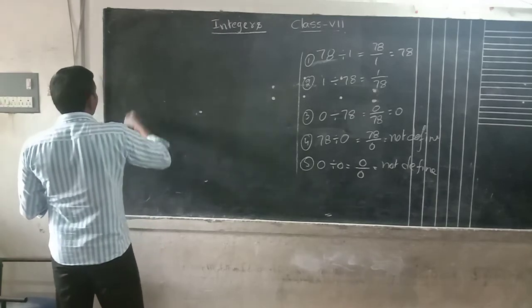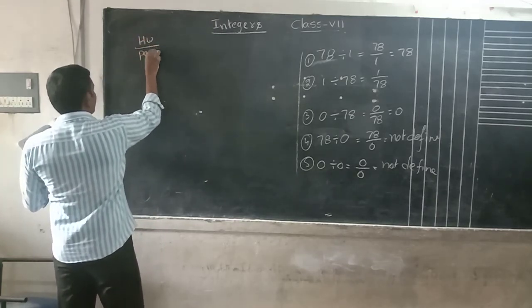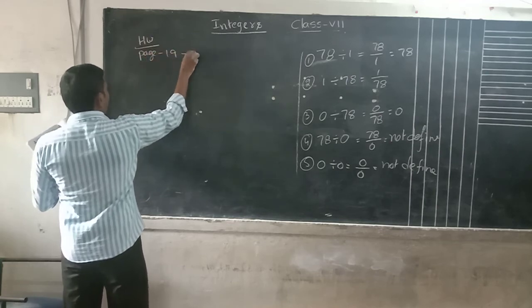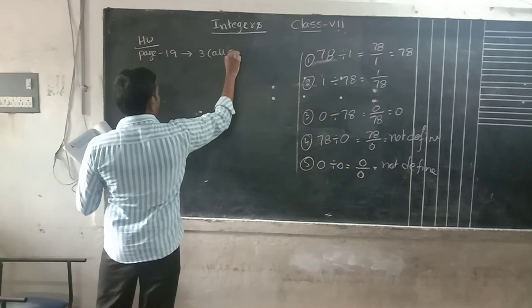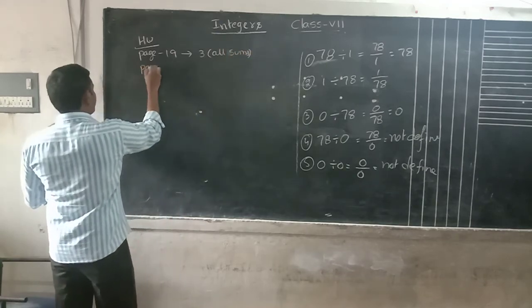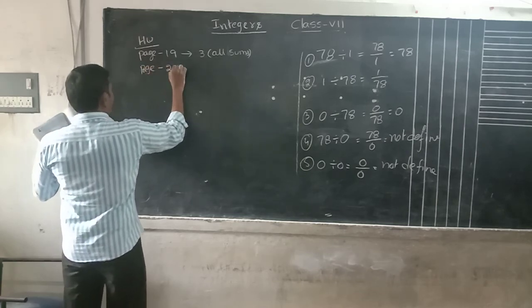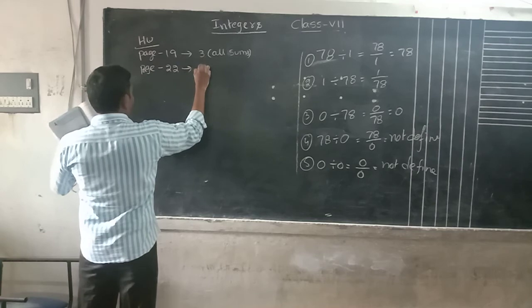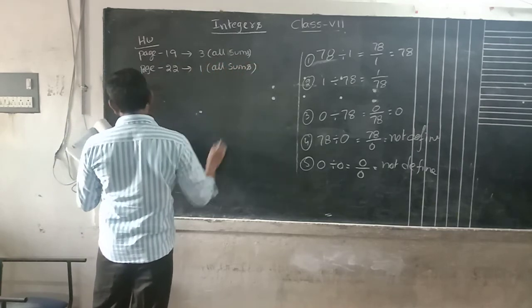What is the homework today? Today homework, page number 19, third Roman, all sums. Do them again. And page number 22, first Roman, all sums. We have to complete it yourself.